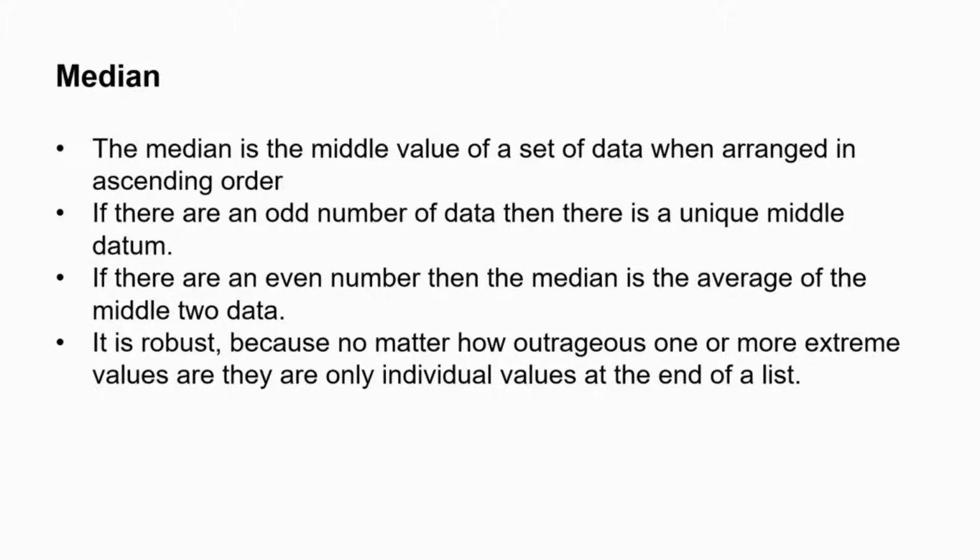And the median, again, is similar to the mean, and it gives you an estimation of how close your data is to your average data. It is robust because no matter how outrageous one or more extreme values are, there must be one individual value at the end of the list. So you can easily see what the proposed average in your data is, by choosing the middle value among your set of data.